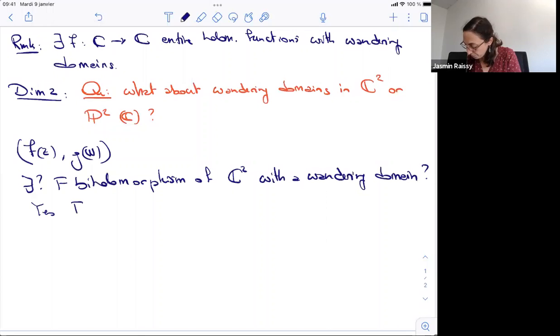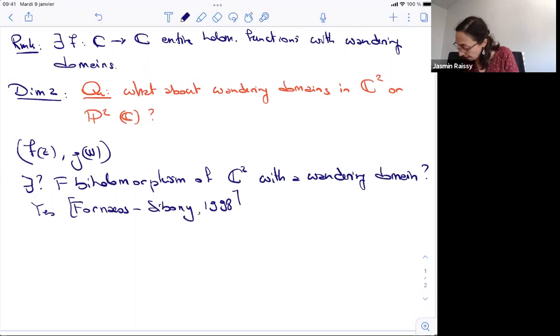And this is due to Fornaess and Sibony. I think it's 1998, but I'm not sure. But you can find it back, and I can give you those references. I didn't prepare that, but this is something which is true. One can prove it.